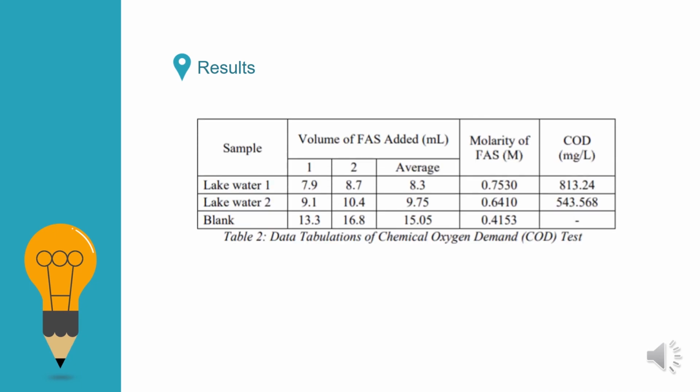So, in table 2, which is the data tabulation of the COD test, we conclude all the data for each sample by using the formula before. As we can see, the COD value for lead water 1 is 813.24 mg per liter and the COD value for lead water 2 is 543.568 mg per liter.